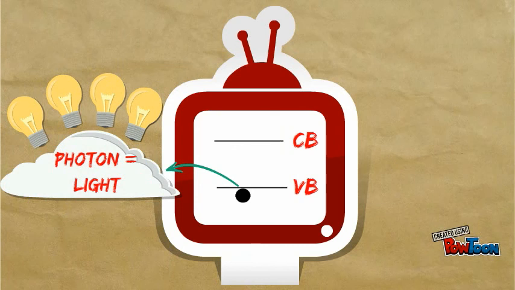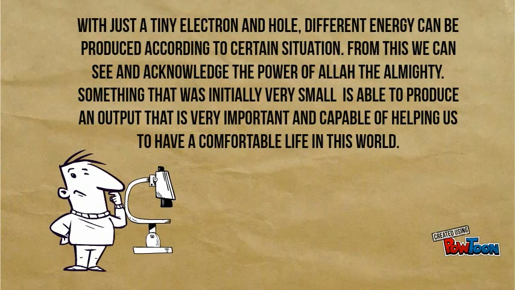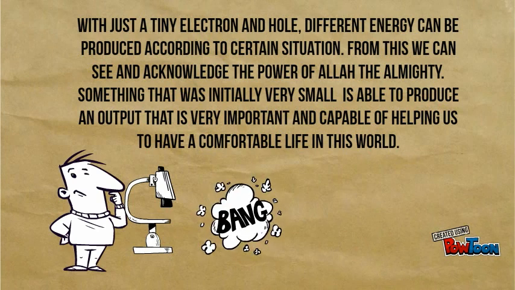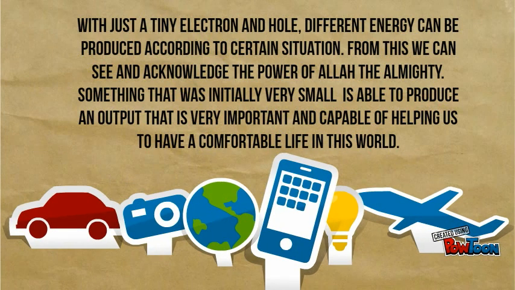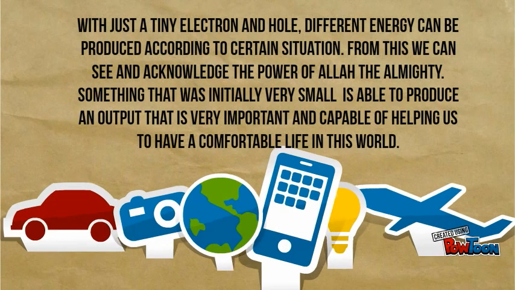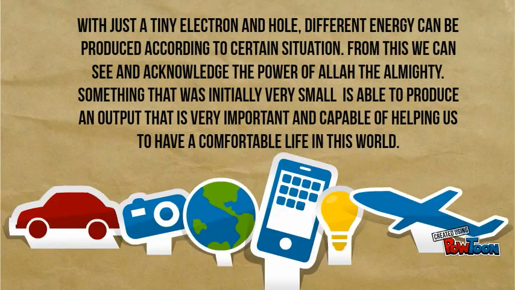Through recombination theory we discussed, we can see that even with just a tiny electron and hole, different energy can be produced according to certain situation. From this we can see and acknowledge the power of Allah the Almighty. Something that was initially very small and cannot afford to be seen with the naked eye is able to produce an output that is very important and capable of helping us to have a comfortable life in this world.